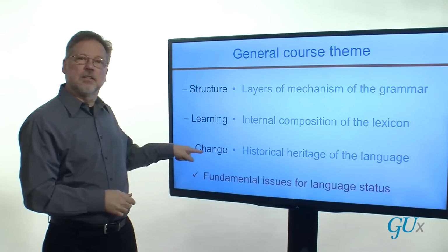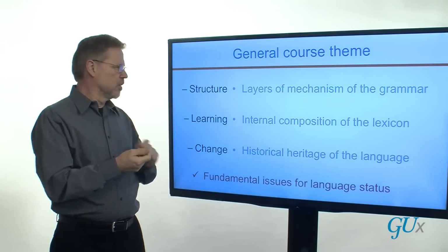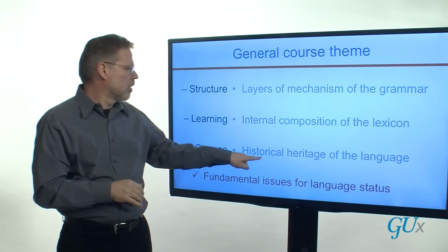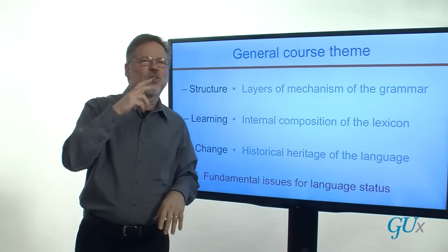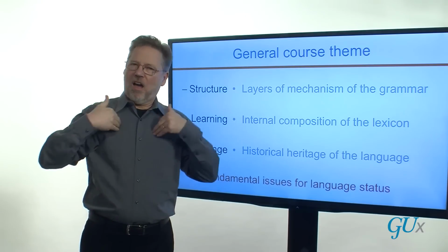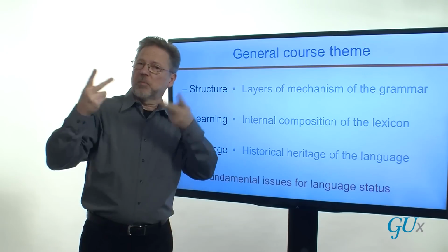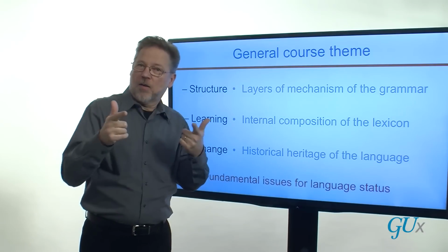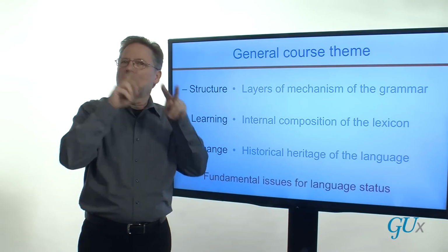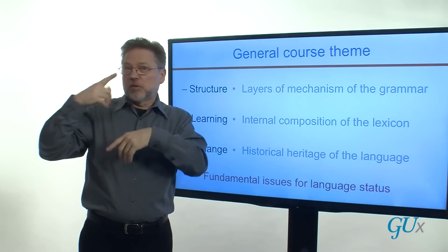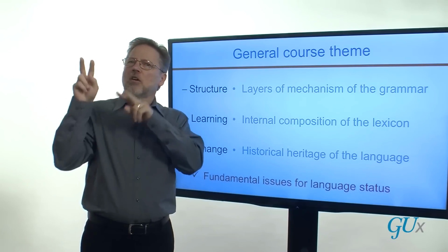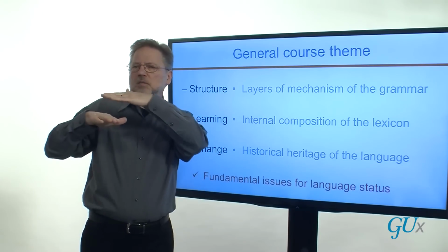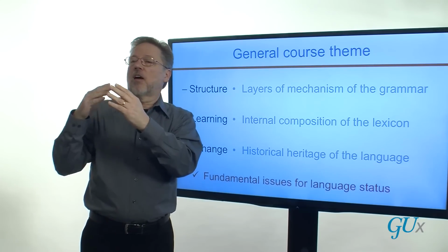Third, we'll look at change, specifically the historical heritage of the language. This means that ASL is not as new as you might think. It has a long history and heritage of passing the language down from generation to generation, which means we'll consider ASL in its early days to see whether it looks the same as it does today. Also, we can look to early ASL to see the basic beginnings of newly emerging languages.